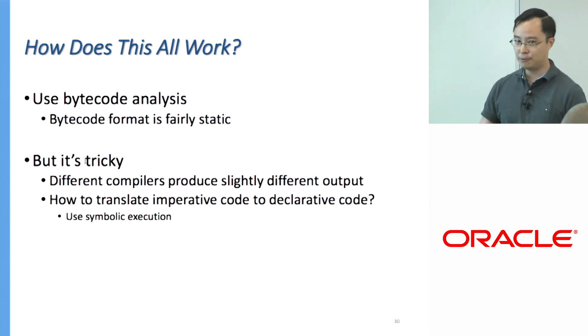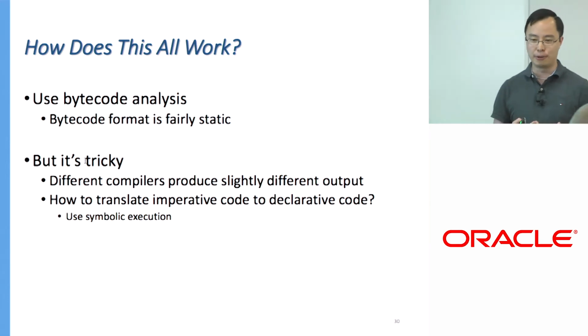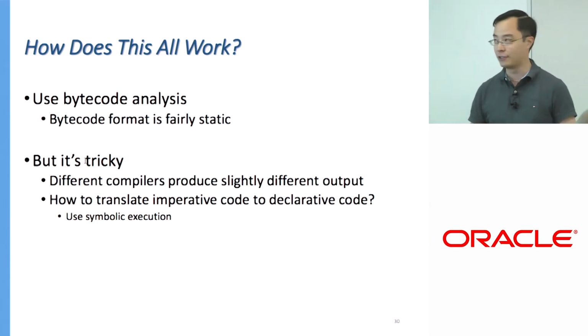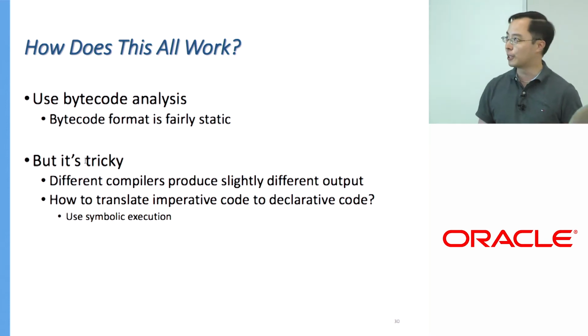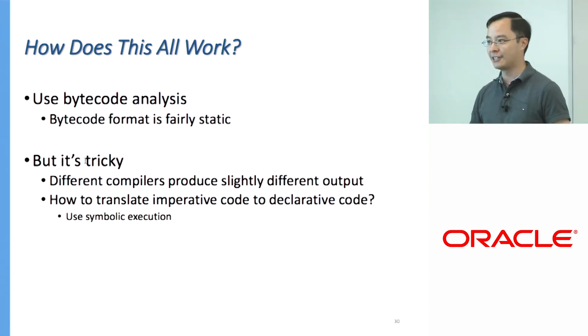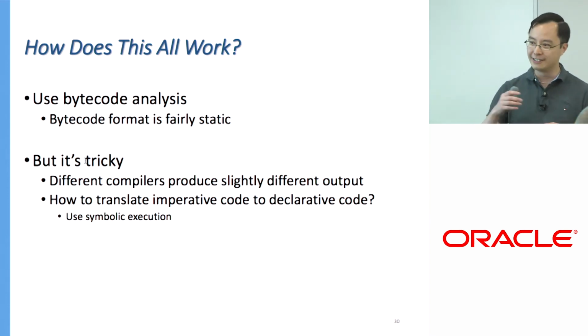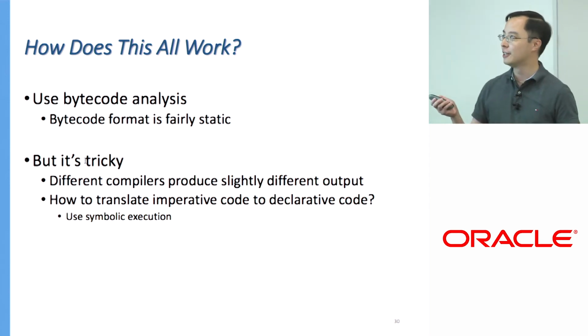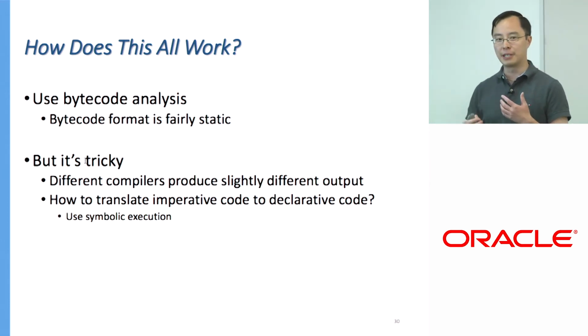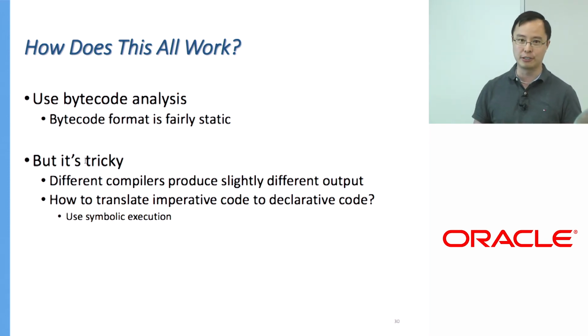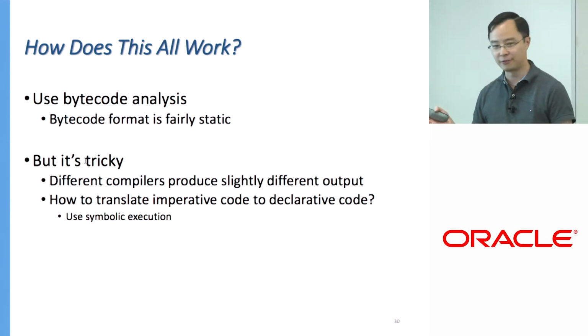So what does Jinq do? As I said again, Jinq doesn't make any changes to the compiler or the VM or anything. What it does is use a lot of bytecode analysis. And this actually works OK because the bytecode format is fairly static. So even as the language changes, hopefully, because the bytecode format is static, we won't have to change the Jinq system a lot. But it is a little bit tricky because different compilers produce slightly different output for the same piece of code.